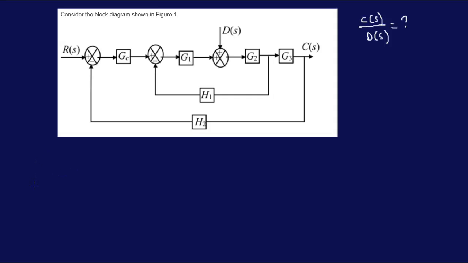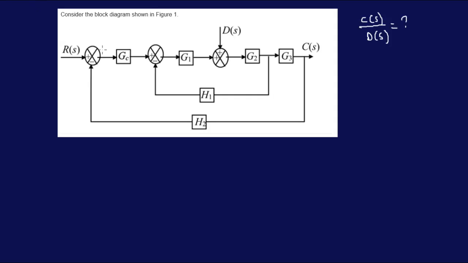This is another example of finding transfer functions off of block diagrams. This is a little complicated. We have a disturbance here, and we have two feedback functions here as well, and finding the C(s) over R(s) is not straightforward at all. So let's go ahead and try this one out.